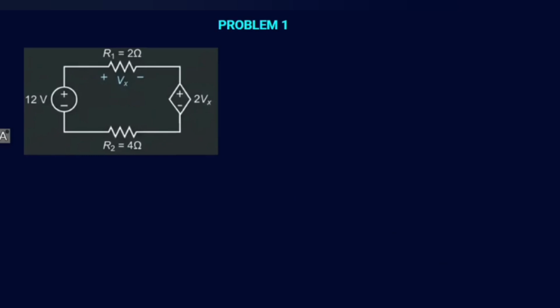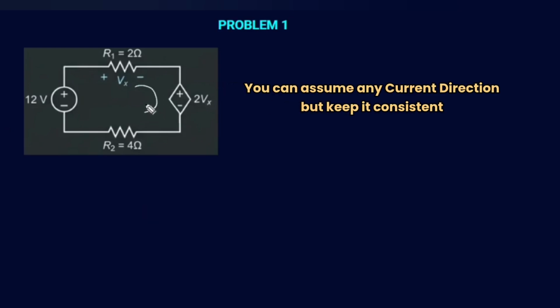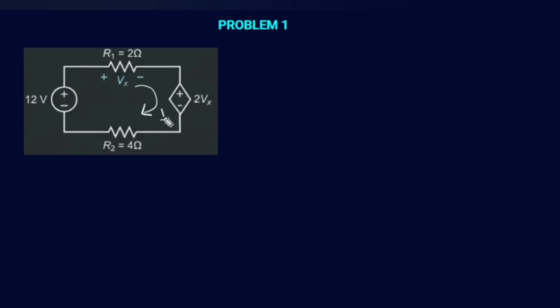Now, let me start solving this particular problem. The very first thing that I'll do is assume my current direction. In this particular case, I'm assuming a clockwise current direction. What does it mean? The current enters the resistor R1 through its left terminal and leaves the resistor through the right terminal. So I'll consider this to be the positive and this to be the negative terminal.